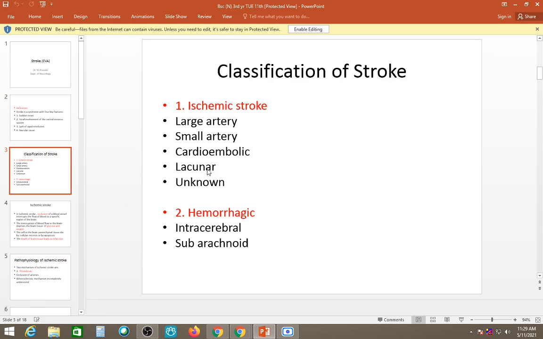Classification of stroke is ischemic stroke and hemorrhagic stroke. These are the main categories of stroke. Ischemic stroke is further divided into large artery, small artery, cardioembolic, lacunar, and unknown. We don't have to go into detail, but you have to remember the two main classifications: ischemic, where there is blocking, and hemorrhagic, where there is rupture or bursting.